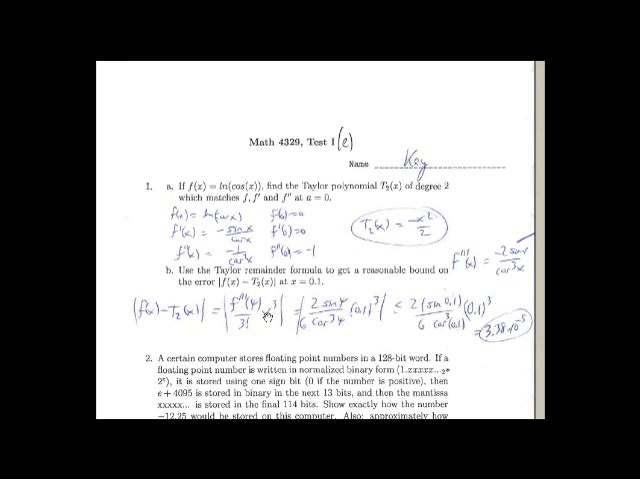Just plug in x equal 0.1, 3 factorial is 6. But now this psi, you don't know where it is. All you know about it is between a equals 0 and x equals 0.1. But the numerator is largest at 0.1 and the denominator is smallest at 0.1, so just assume psi is 0.1. That'll make the numerator largest and the denominator smallest, and you get this answer here as a bound on the error.